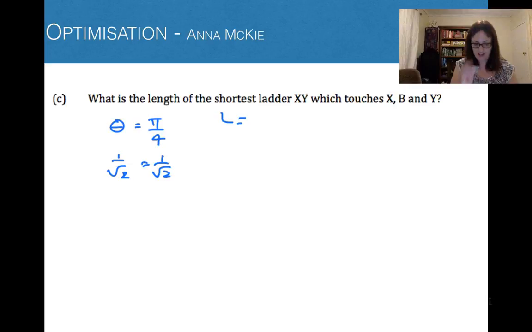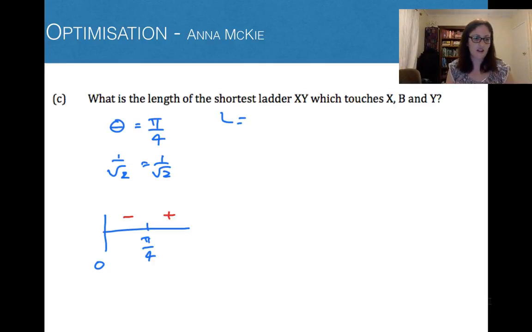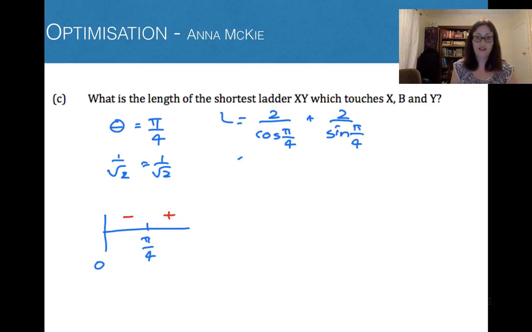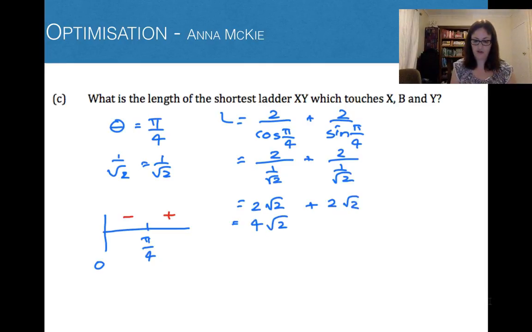But before we do that, sorry, we should draw a sine diagram, where we put on our theta value. If you graphed L, you would find out that it's a minimum, so we're going from decreasing to increasing. Substituting that in for L, we've got cos of pi on 4 plus 2 on sine pi on 4. Simplifying, cos of pi on 4 is 1 on root 2, and the same for sine, because that's what we were solving for when they were equal. Rearranging, we've got 2 root 2 plus 2 root 2, which is equal to 4 root 2 meters.